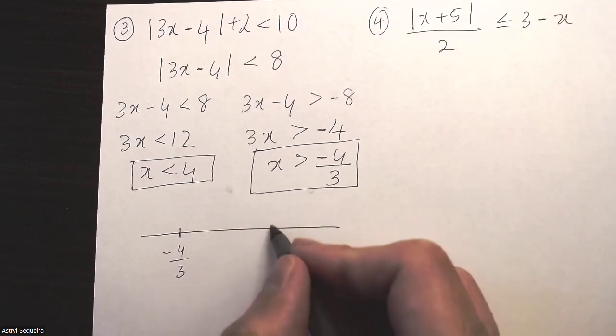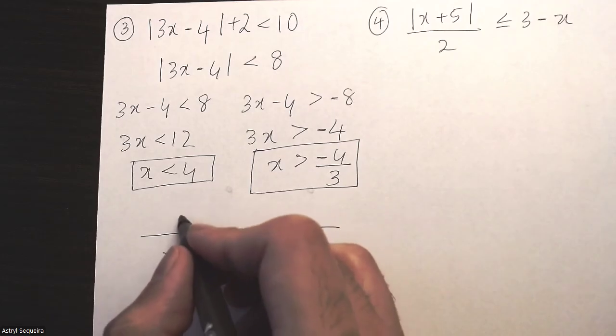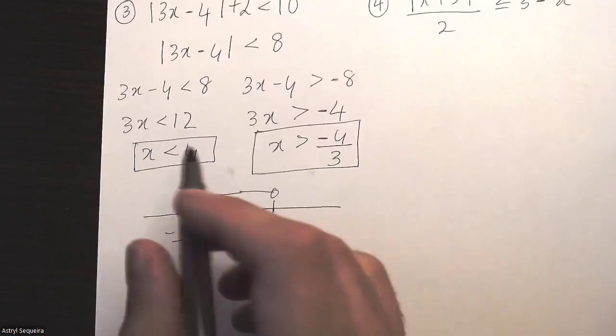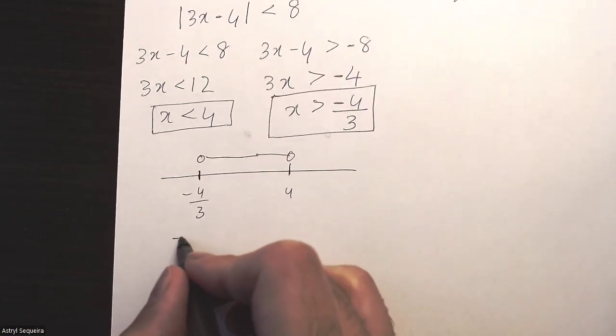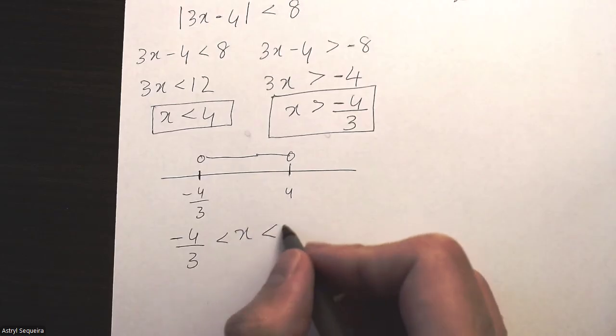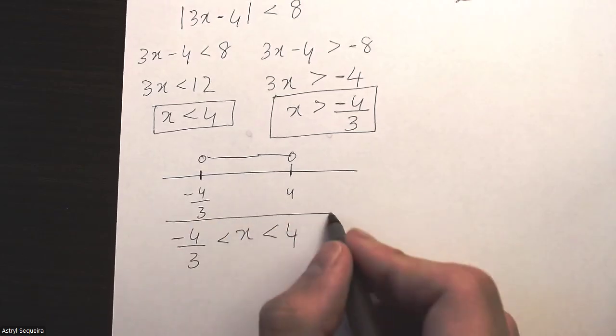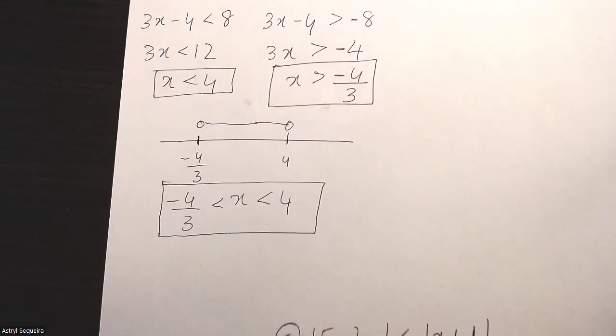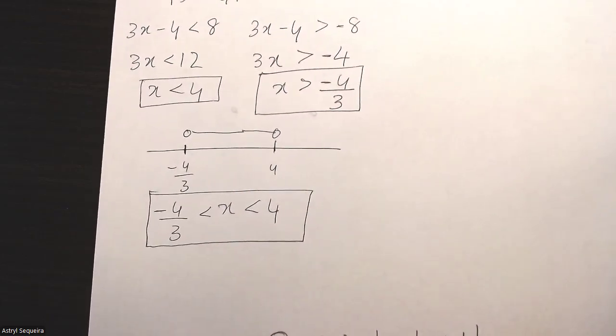Negative 4 over 3, x is greater than negative 4 over 3 and less than 4. So these two can be combined. My final solution over here will be small number less than x less than larger number. Basically, x can be anything between negative 4 over 3 and 4.